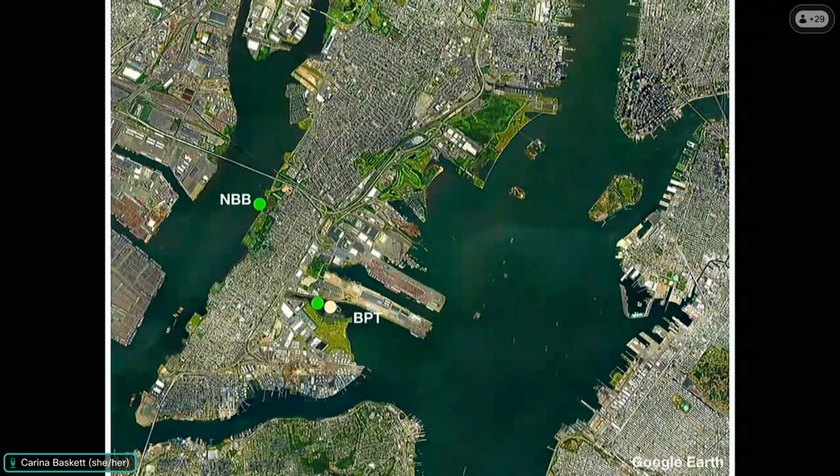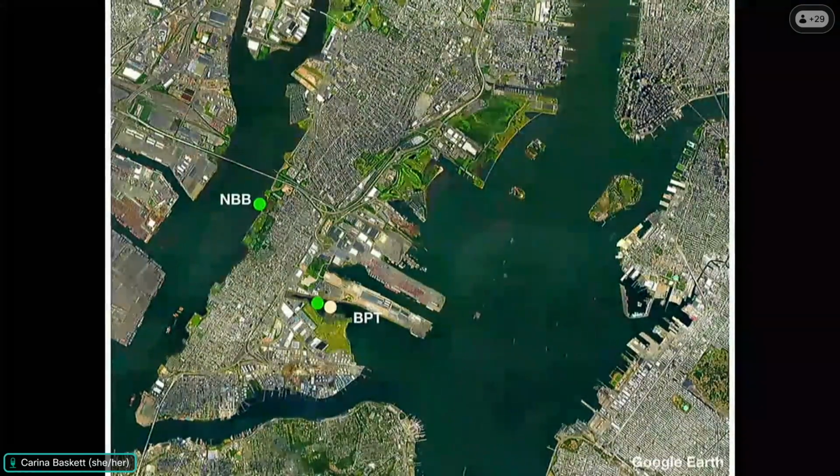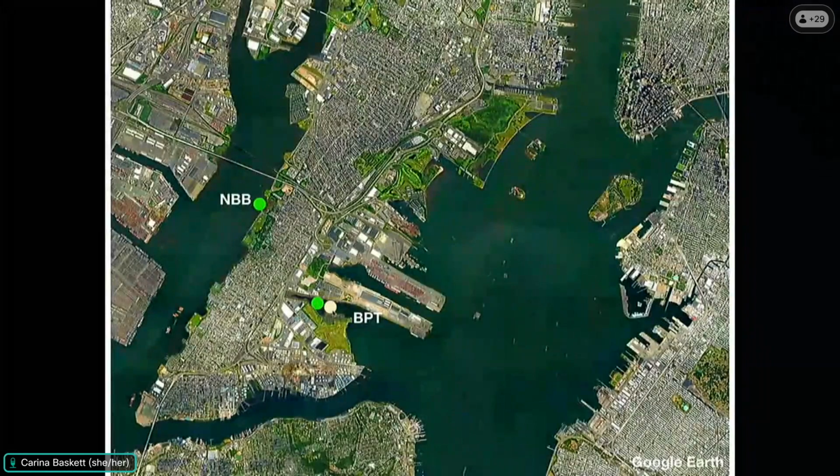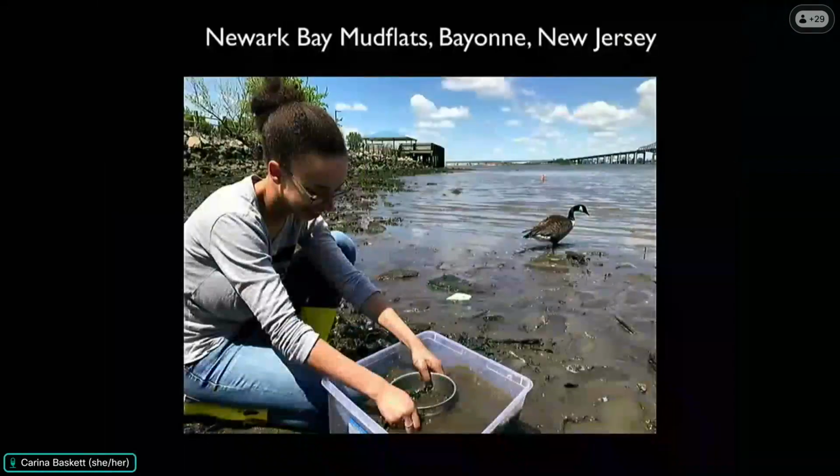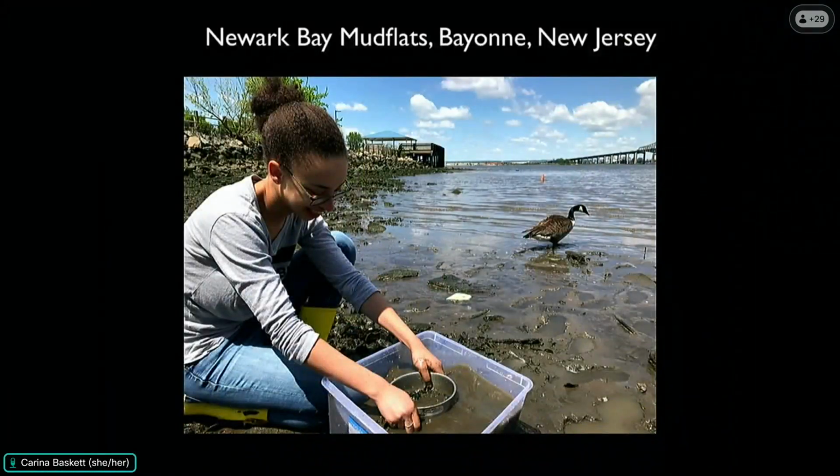At most places, we only find one type or the other. So at Newark Bay, we only find the planktotrophs. But here at Bird Point, we find a mixture of planktotrophs and lecithotrophs. We can go out and they're just in the mud. We can go at low tide and collect just by walking into the water. They're also subtidal.